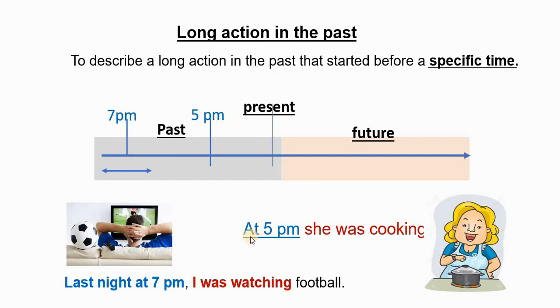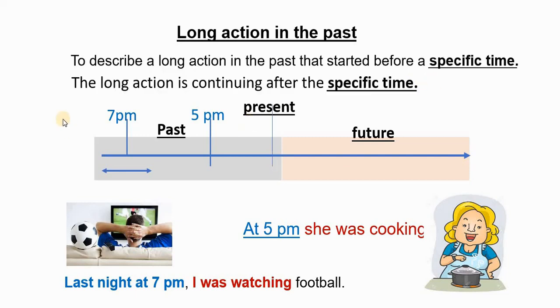So, past continuous. At 5 p.m. she was cooking. She started, for example, at 4:30, and finished at 5:30. So at 5 o'clock, she was cooking, or she was in the process of cooking. Alright? So, to describe a long action in the past that started before a specific time, and the long action is continuing after this specific time.